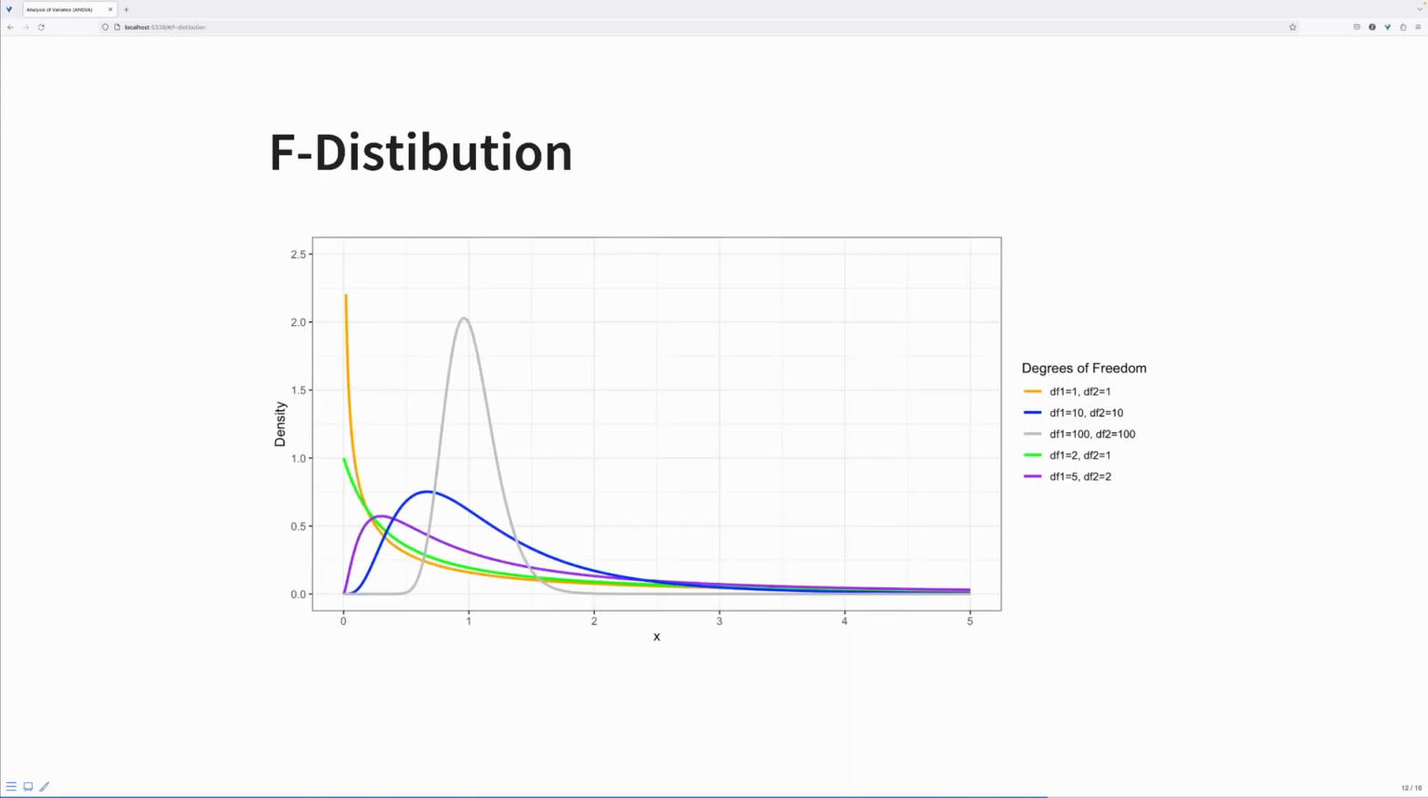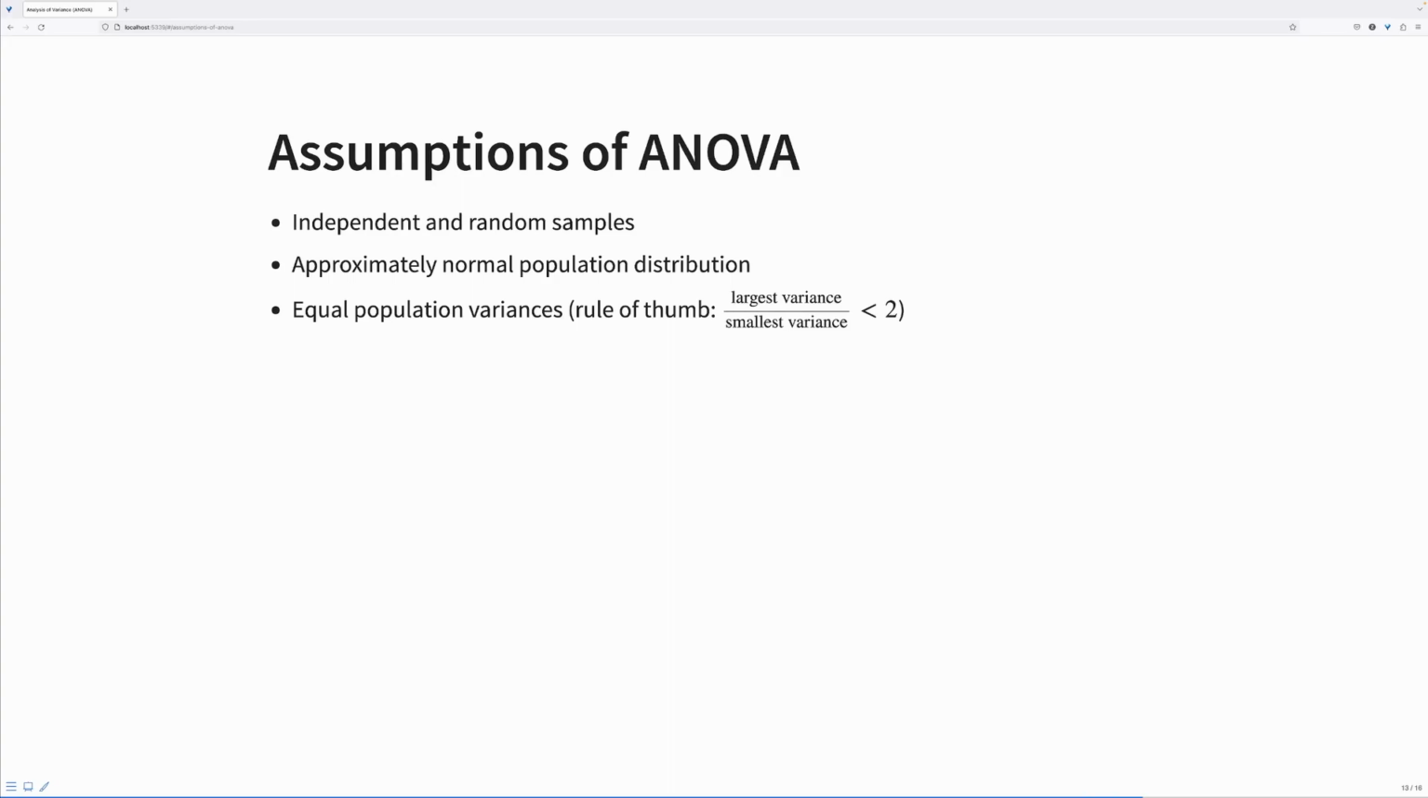Here is what an F distribution looks like. The F distribution is skewed to the right, with the degree of skewness decreasing as the degrees of freedom increase. Okay, so as you can see, the peak actually moves to the right side as the degrees of freedom increase.